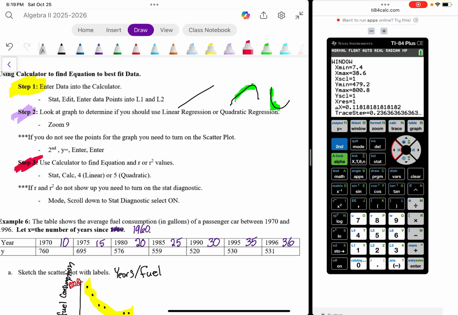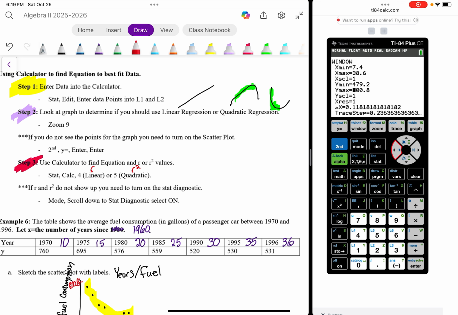Use your calculator to find the equation and r or r squared values. We're going to use r for linear and r squared for quadratic, and it's easier to remember because quadratics have a squared in the equation, so we use the squared. Linear doesn't, so we use the regular r.